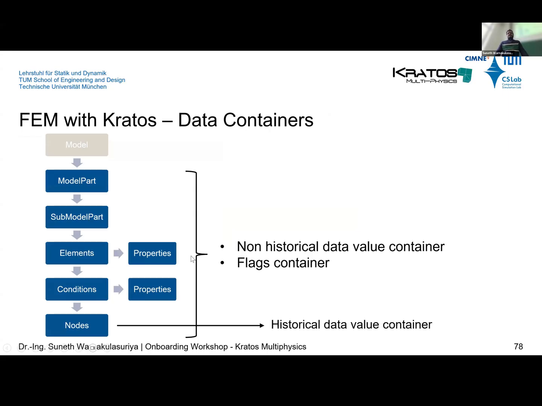Then we have an additional container for nodes only, since this is a finite element code: the historical data value container. That means for whatever values you store at nodes, you can access the previous time step values. But that's only available at the nodes. The others have just one storage. If you overwrite it in the current time step, you lose the previous time step values; it will always overwrite. But for the nodes, if you write in the current one, you can still access the previous one, for example the previous velocity or previous displacement, to calculate some time integration schemes. So only nodes have this historical data value container.